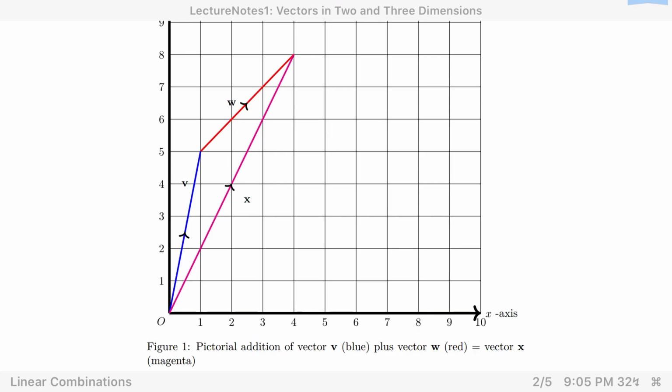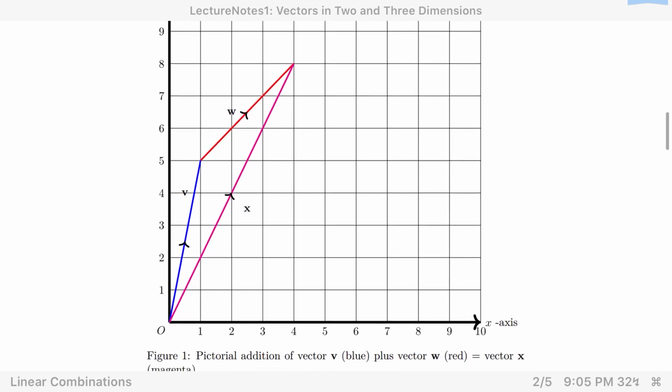Now we want to add v and w diagrammatically. How will we do that? Now what we do is we use the triangle rule, and that is very simple. We place the tail of w on the tip of v, and we join the tail of v to the tip of w to get another vector x.